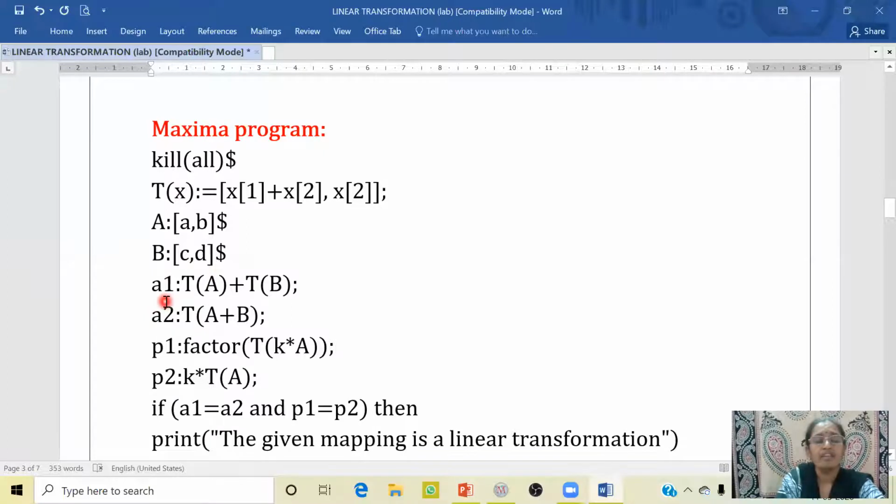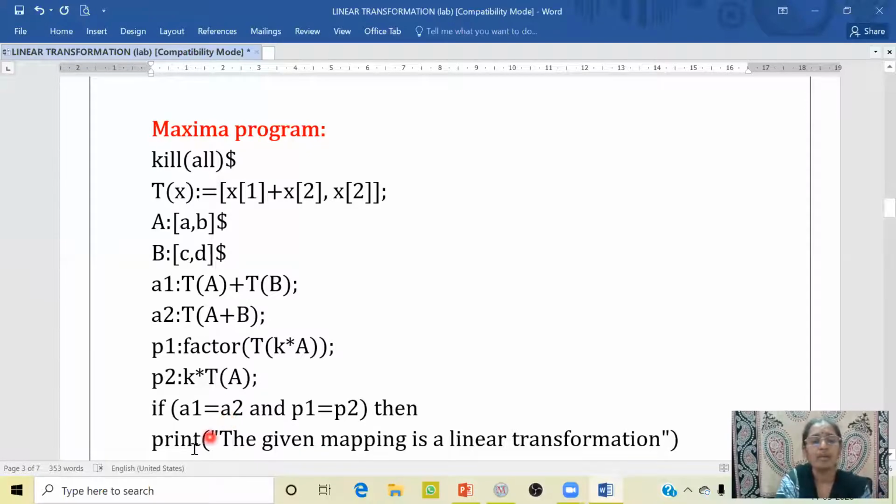And the first condition is T of A plus T of B, and that must be equal to T of A plus B. Let us call A1 as T of A plus T of B and A2 as T of A plus B. And the second condition, let us mark it as P1, which is T of K into A. And here in Maxima, the product is taken using the asterisk mark, that is K star A. And P2 is colon K star T of A. So now, if these two conditions hold good, that is A1 is equal to A2 and P1 is equal to P2, then the given transformation becomes linear.